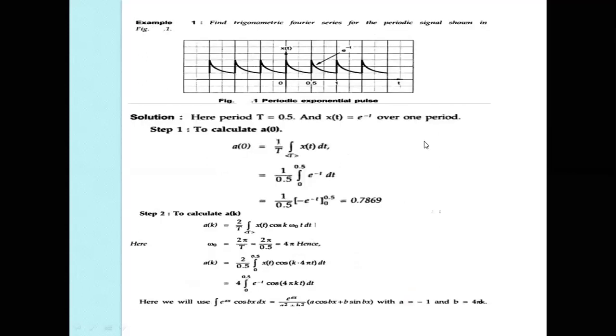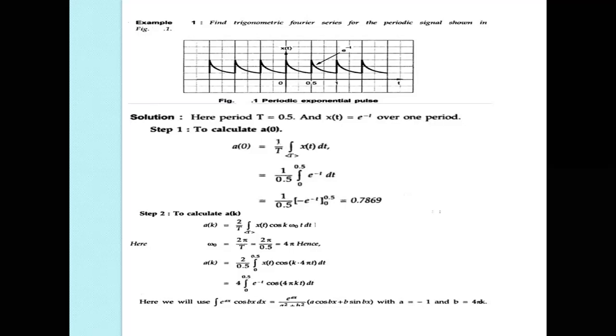The first example: find the trigonometric Fourier series for the periodic signal shown. Simply, they are giving one periodic signal and you have to find the trigonometric Fourier series.